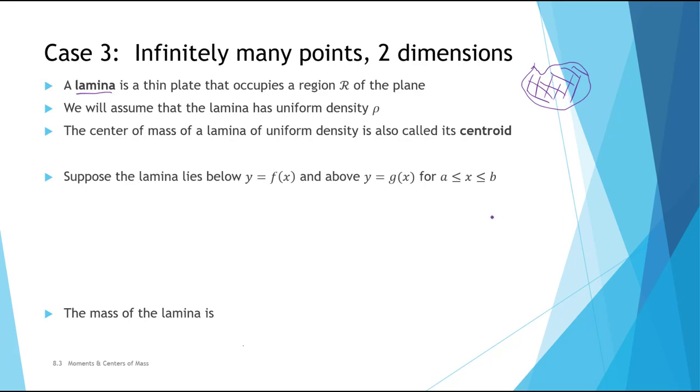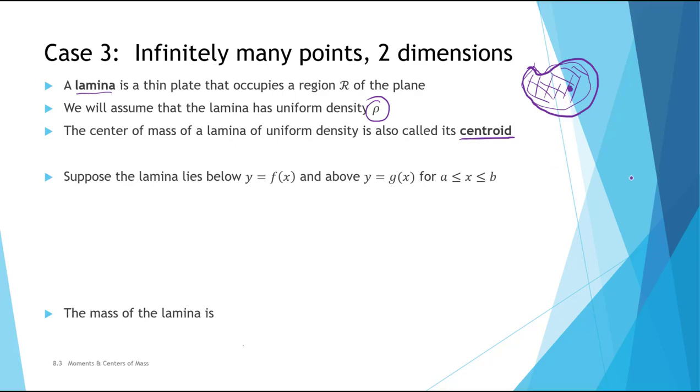For the purposes of this class, we will assume that the lamina has uniform density rho. So rho is just a number indicating how heavy that plate is or how dense that plate is. Language: the center of mass of a lamina of uniform density is also called its centroid. So our overall question is, okay, I have this lamina. Say I want to balance it somewhere. Where would I have to put a little stick under it to make it balance?